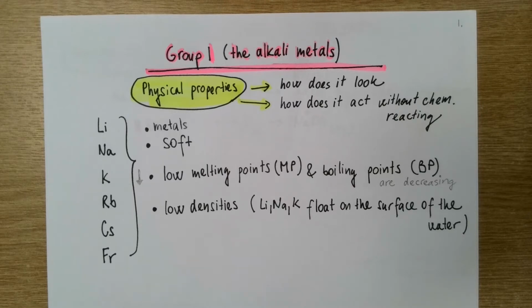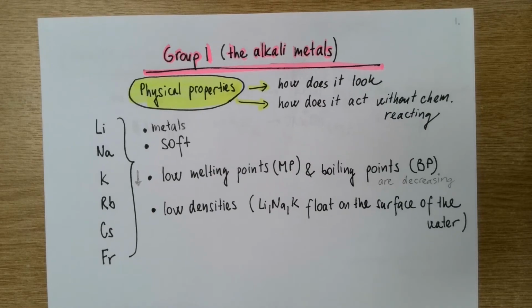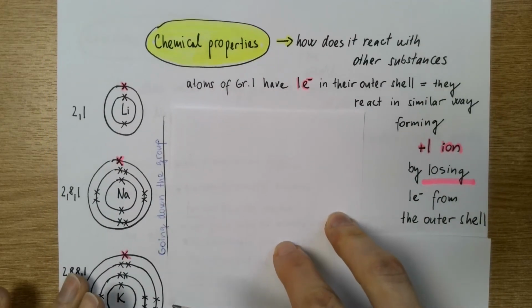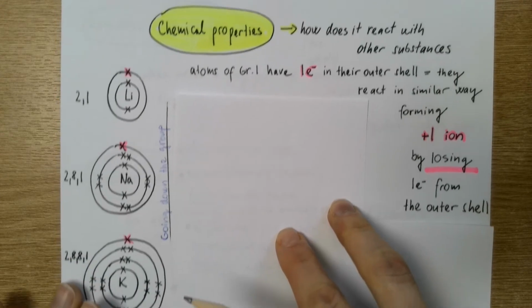So what are the physical properties? It is how the substance looks and how it acts, but without chemically reacting with other substances. So these were the physical properties of group 1. We're going to move on to chemical properties. So how does it react with other substances?